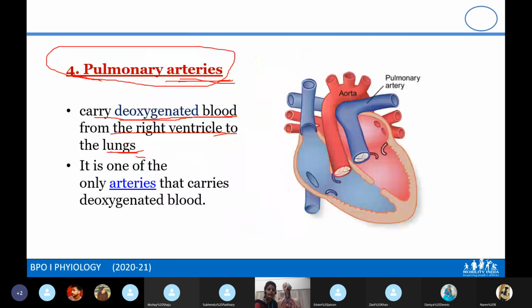So the pulmonary artery is going to the lungs from the ventricle. It's one of the only arteries that carries deoxygenated blood. As I said, it is blue in color, even though this is an artery, okay, not the vein which carries oxygenated blood. Deoxygenated blood, not oxygenated, deoxygenated.